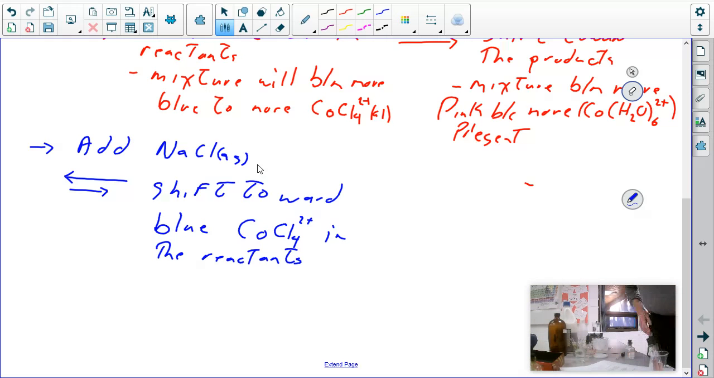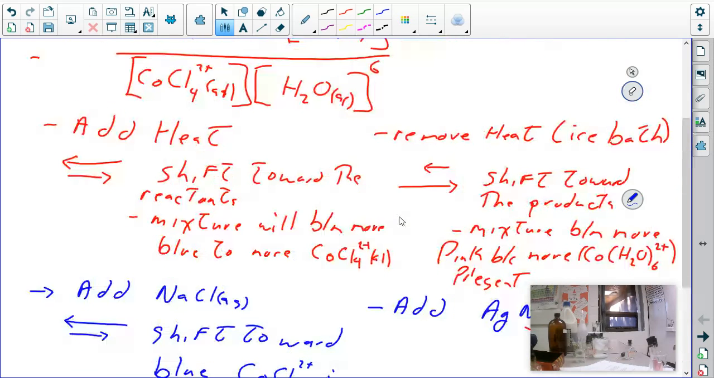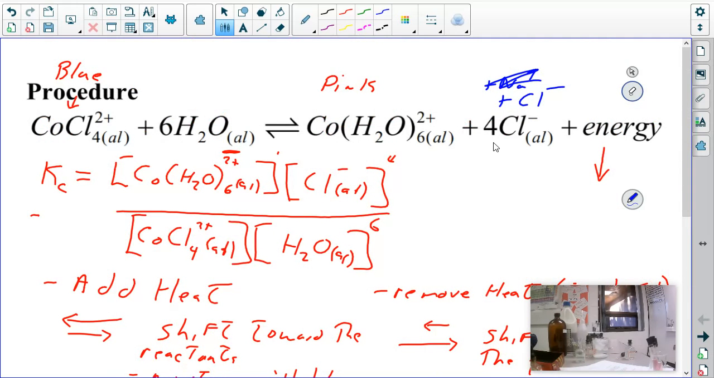Okay? Now, you can probably guess where we're going with the next one, but this is the one that causes us a lot of problems. We're going to add, let me just check, make sure that this is what we're actually adding. I forgot the procedure. Yeah. So we're going to add silver nitrate. Now, the problem with adding silver nitrate is there's no silver in here and there's no nitrate ions in here. What is adding silver nitrate going to do?